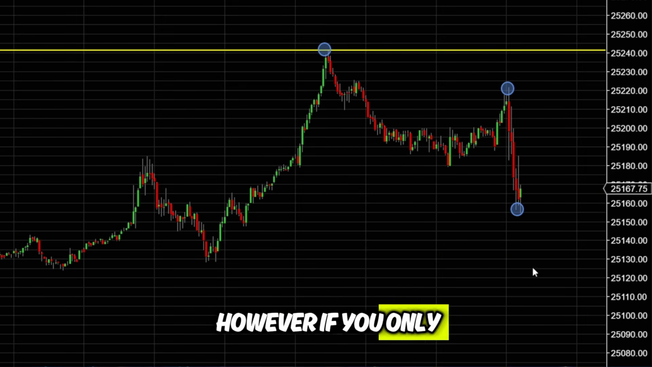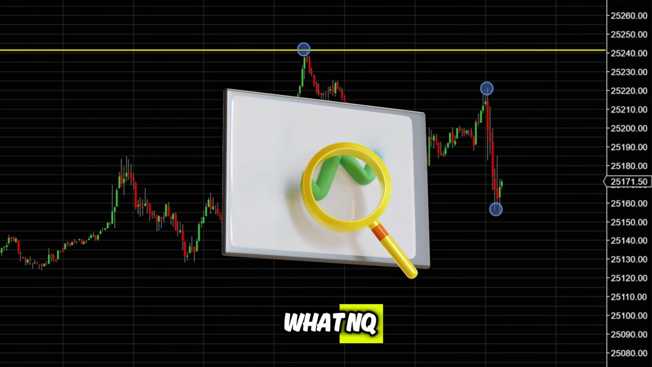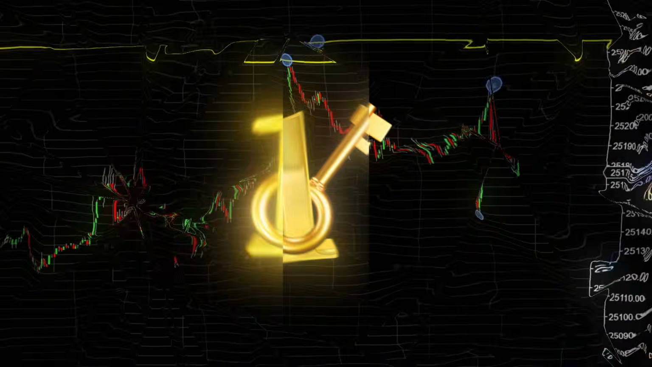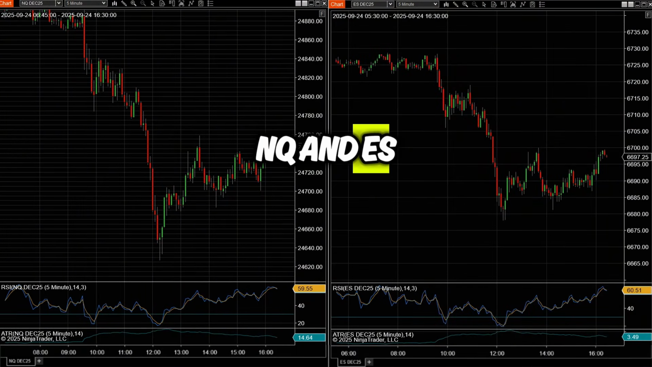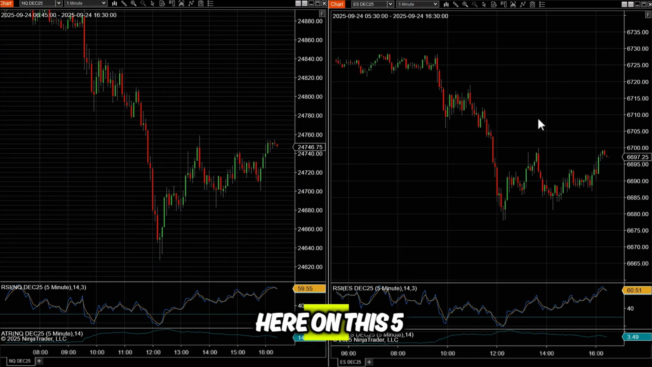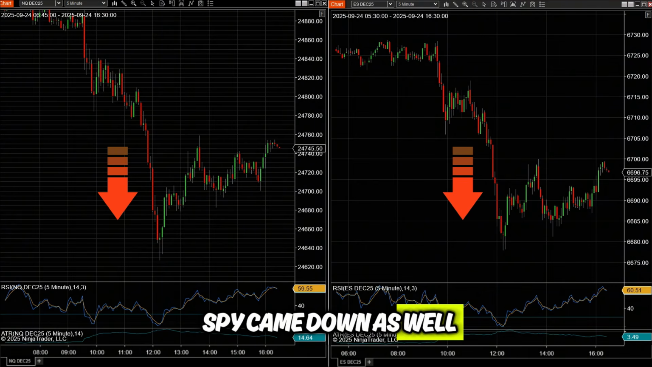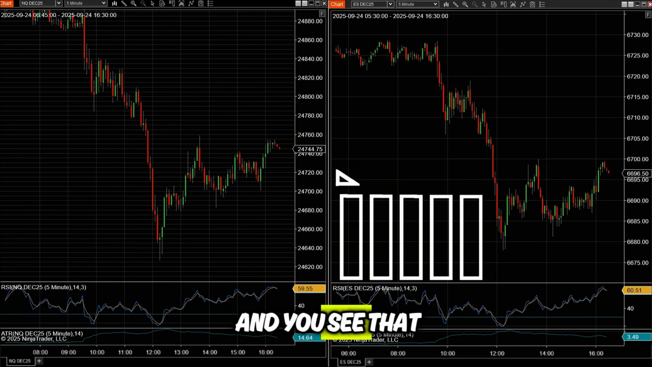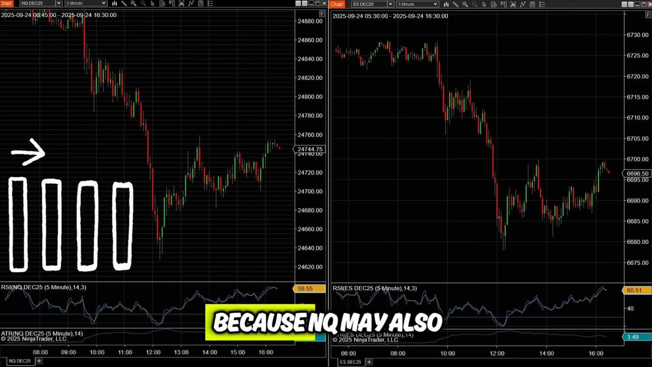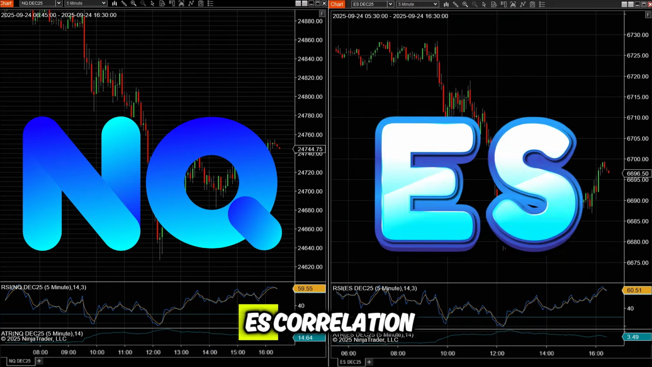However, if you only look at NQ alone, you're not going to get the full picture of what NQ may or may not do in the next few minutes. And here's the key number 1. Generally speaking, NQ and ES move in correlation to one another. Meaning, as you can see here on this 5-minute chart today, when NQ came down, SPY came down as well. So if you're trading NQ and you see that ES is coming down and you're trying to long it, then you may want to be careful because NQ may also come down. That's the easier way to use NQ and ES correlation.